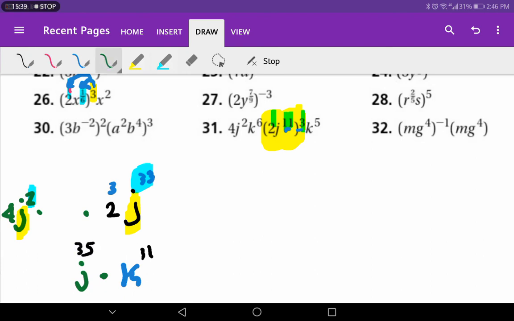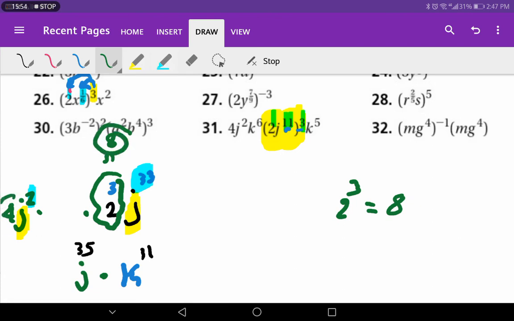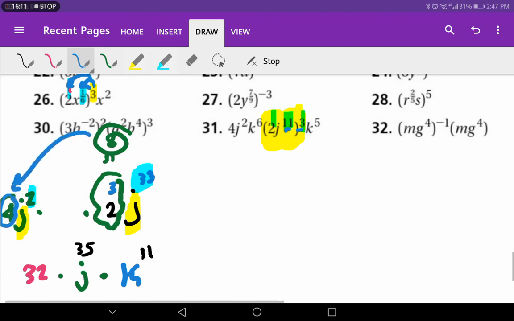What about the coefficient? This 2 with power 3, I know it is equal to 8. I can write it as 8. 8 multiplied by 4 equals 32. We're done. Okay, so I found out 2 with power 3 equals 8 here. Then I multiply it by the 4 here, the number 4. It is equal to 32. We're done.